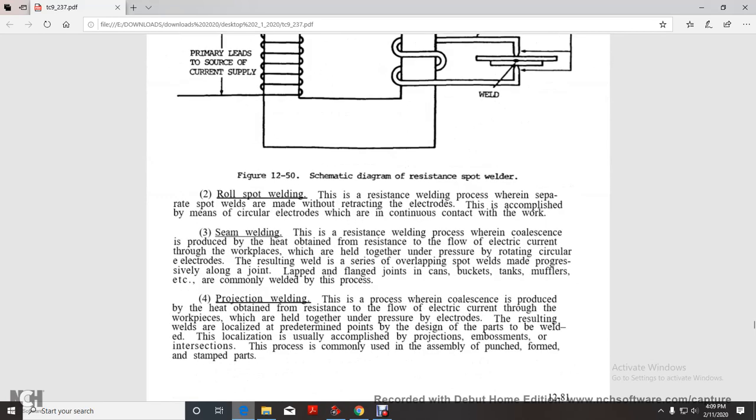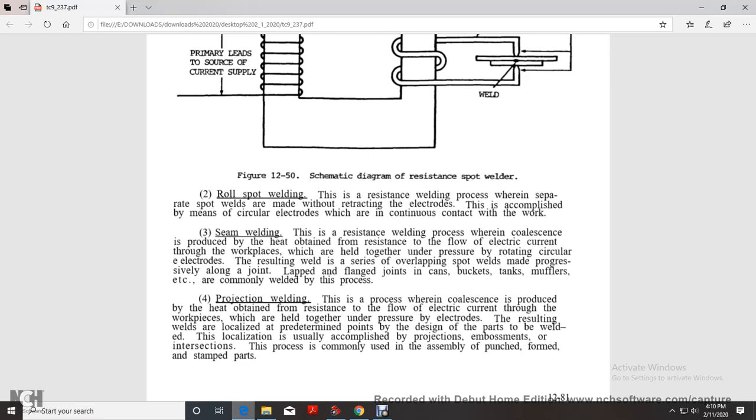Roll spot weld. A resistance welding process in which spot welds are made without retracting the electrode, accomplished by means of a circular electrode in continuous contact with the work. Seam weld. A resistance welding process in which coalescence is produced by the heat from the resistance to the flow of electrical current through the workpieces held together under pressure by rotating circular electrodes. The resulting weld is a series of overlapping spot welds made progressively along the joint. Lap and flat joints in cans, buckets, and tank mufflers are commonly welded by this process.